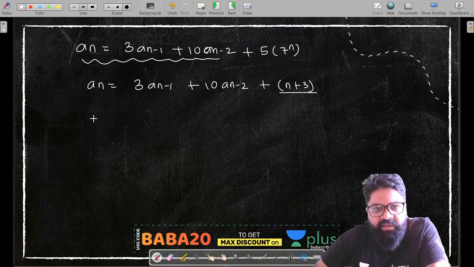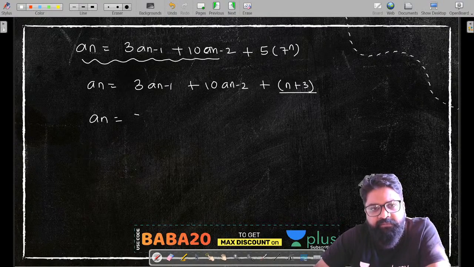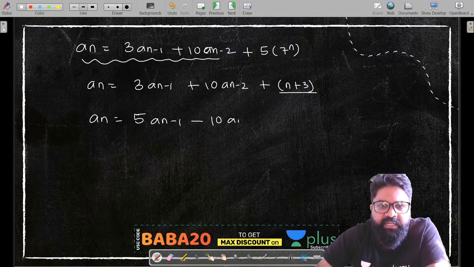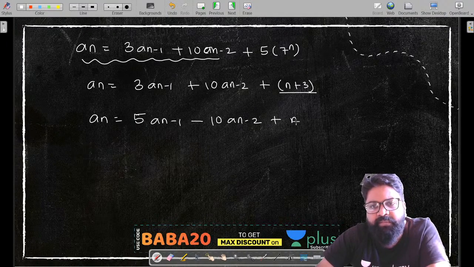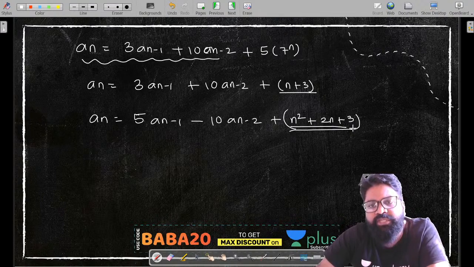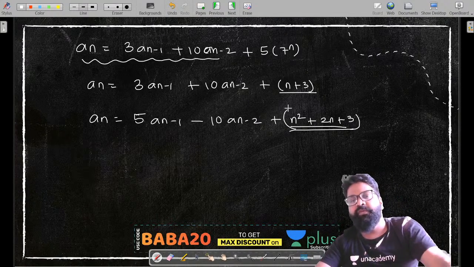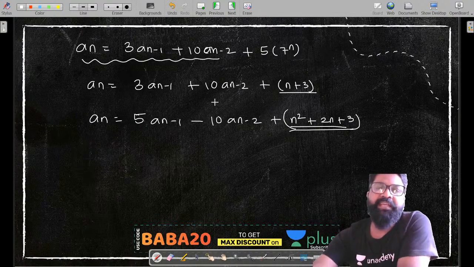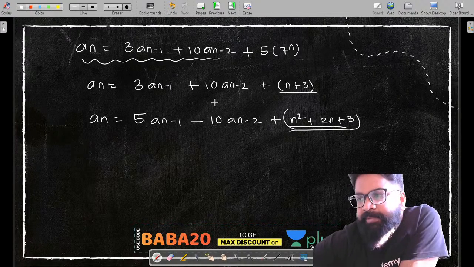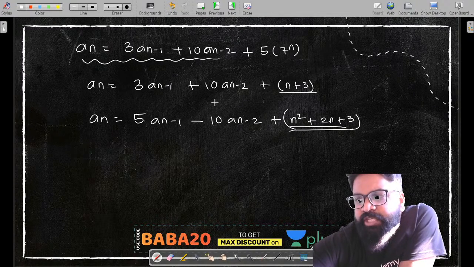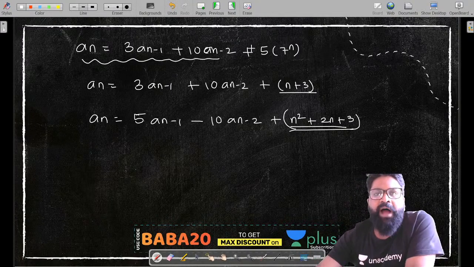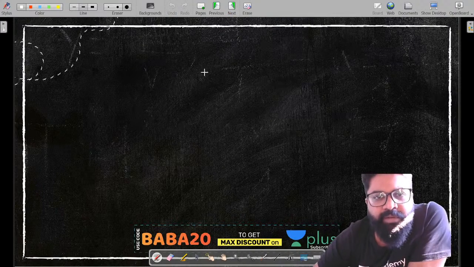Now if I write a of n and then 5 times a of n minus 1 minus 10 times a of n minus 2, and if I write n square plus 2n plus 3, this is another type of non-homogeneous equation that you will be getting over here. Understood? So all these things will come under non-homogeneous equations. Here you will be getting the non-homogeneous equation. So how to solve this type of equation? Let's try to solve it.